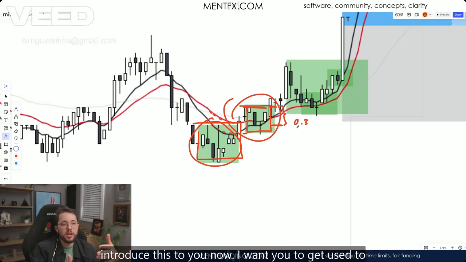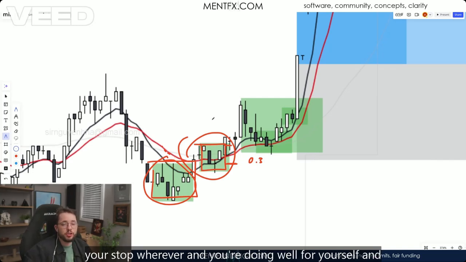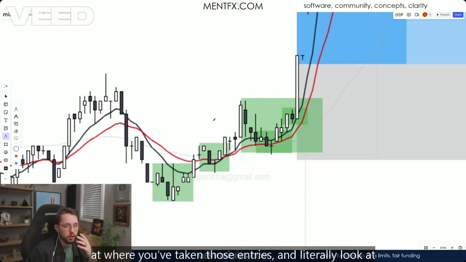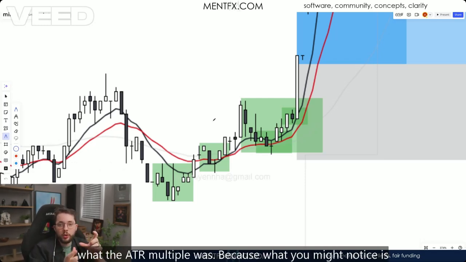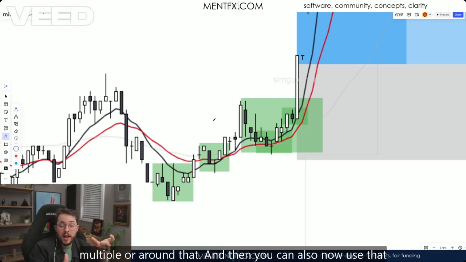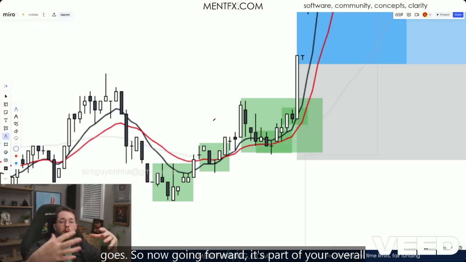I want you to get used to understanding what size your stop is. If you're very used to being a trader where you take an entry and you just throw your stop wherever, and you're doing well for yourself, and you've taken photos, go back and look at those entries, look at where you've taken those entries, and literally look at what the ATR multiple was. Because what you might notice is some of your best trades might have always been a 2x ATR multiple or around that. And then you can also now use that for your case studies to know where the stop oftentimes goes. So now going forward, it's part of your overall system.